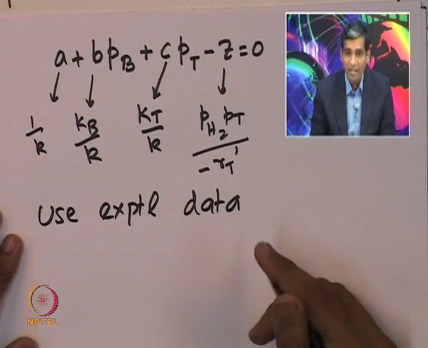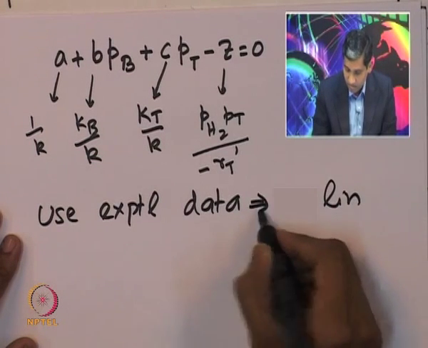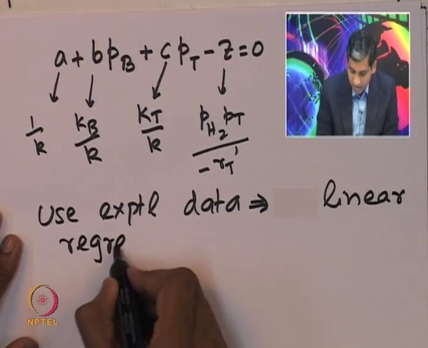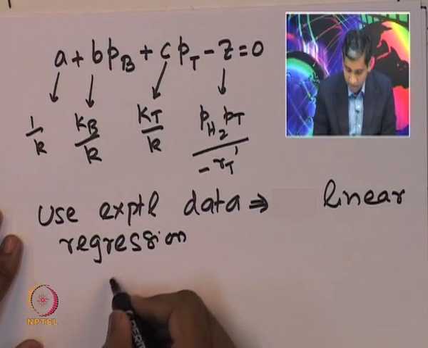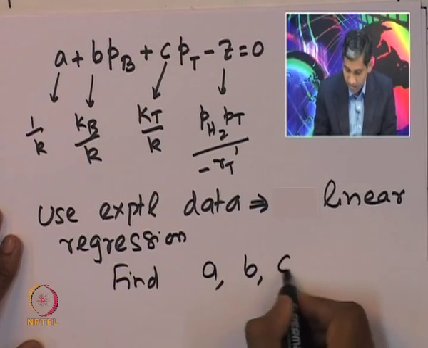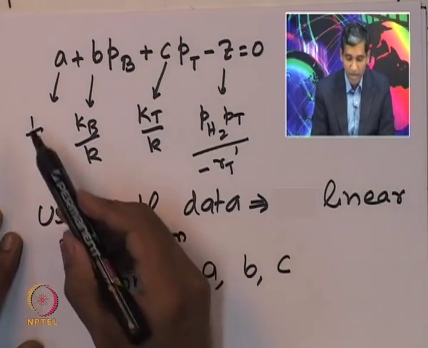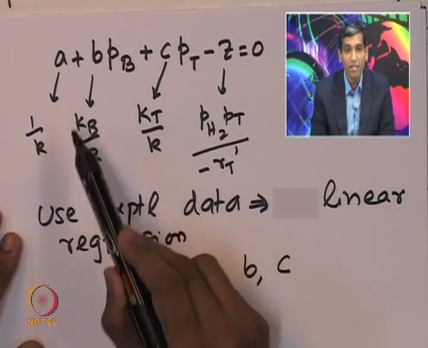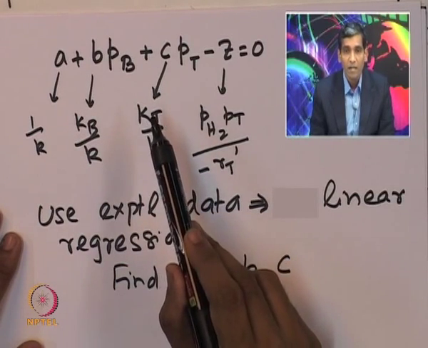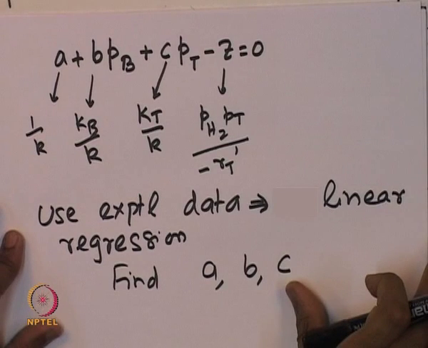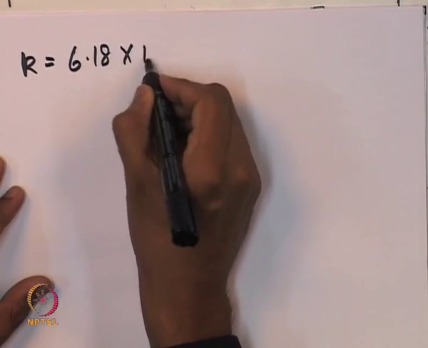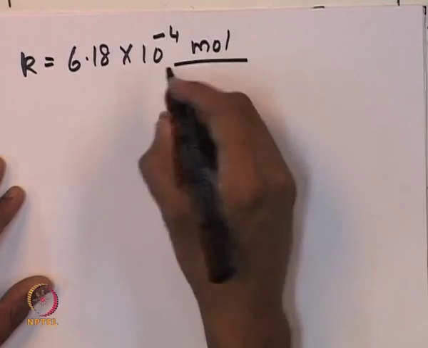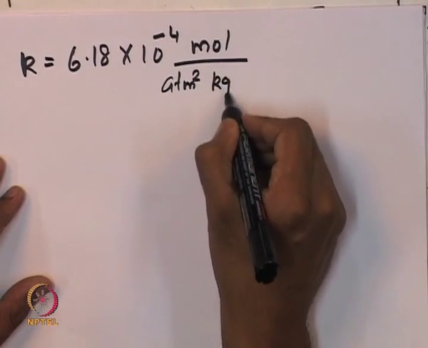So use the experimental data and perform a linear regression analysis. Using the linear regression analysis, we can now find these constants A, B, and C. Okay. Once we know these three constants, we'll be able to estimate the value of K, the value of KB, and the value of KT. And then, using the experimental data which was presented, the constants have been found, and for the data that is shown to you, K will be equal to 6.18 into 10 power minus 4 moles per atmosphere square multiplied by kilogram catalyst per minute.